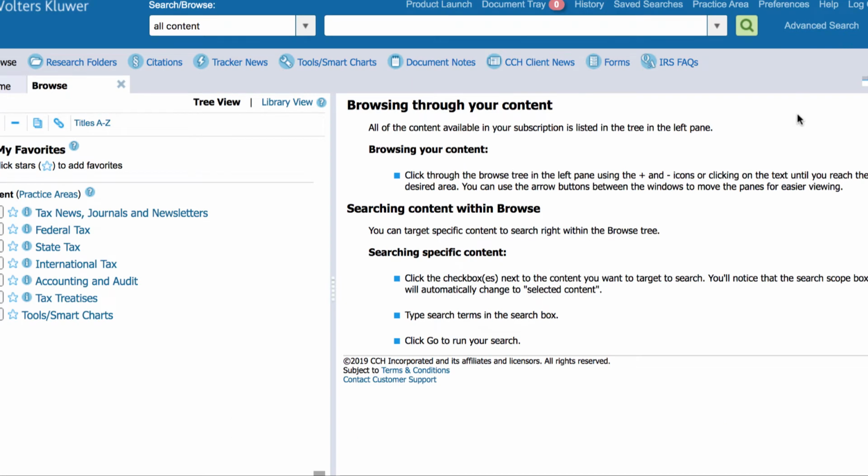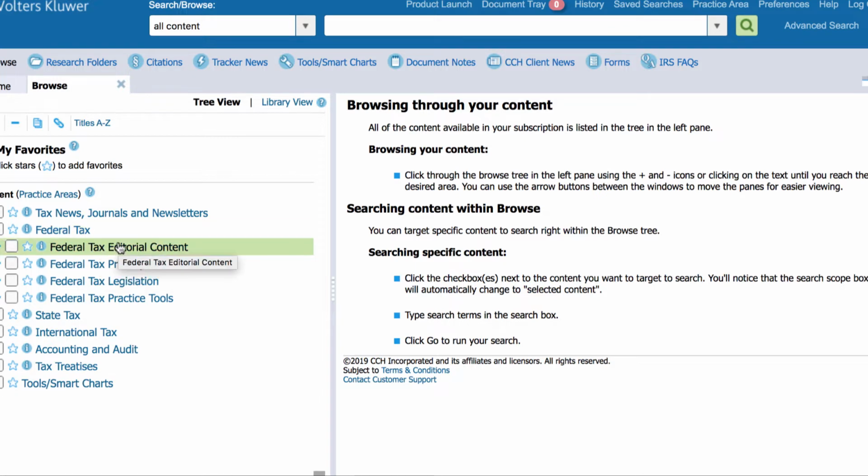All right, so this is CCH. This is what CCH looks like. Again, it's structured very similarly. We've got different aspects here where we can go through our primary sources and whatnot, all content. We can break this up, federal tax.